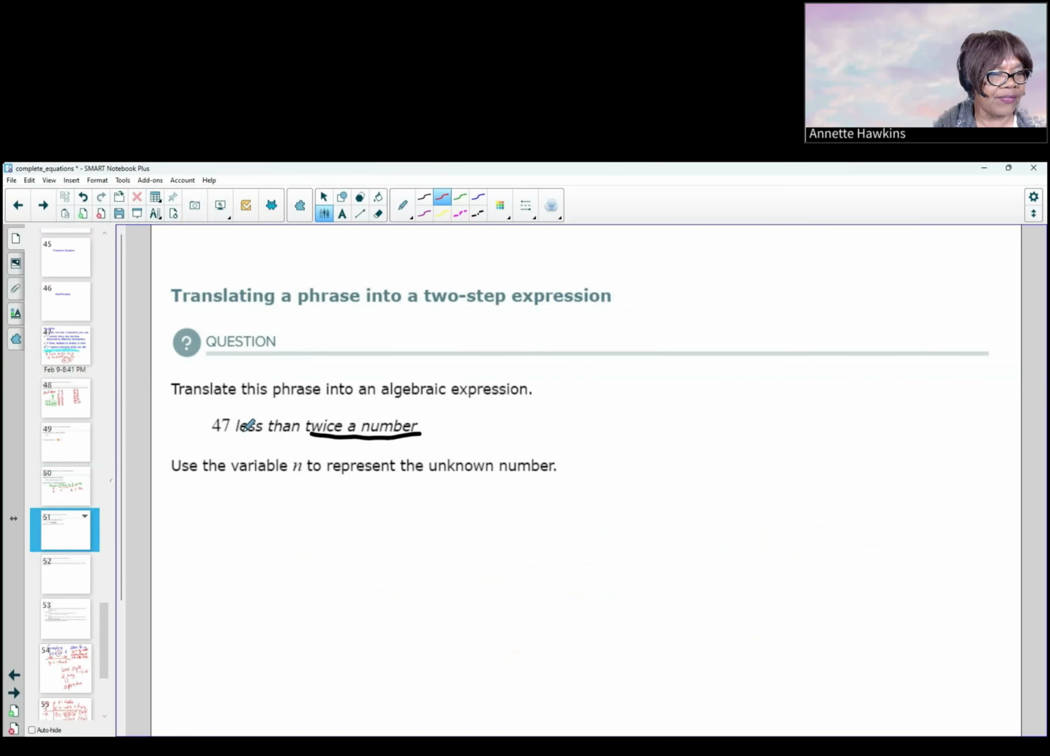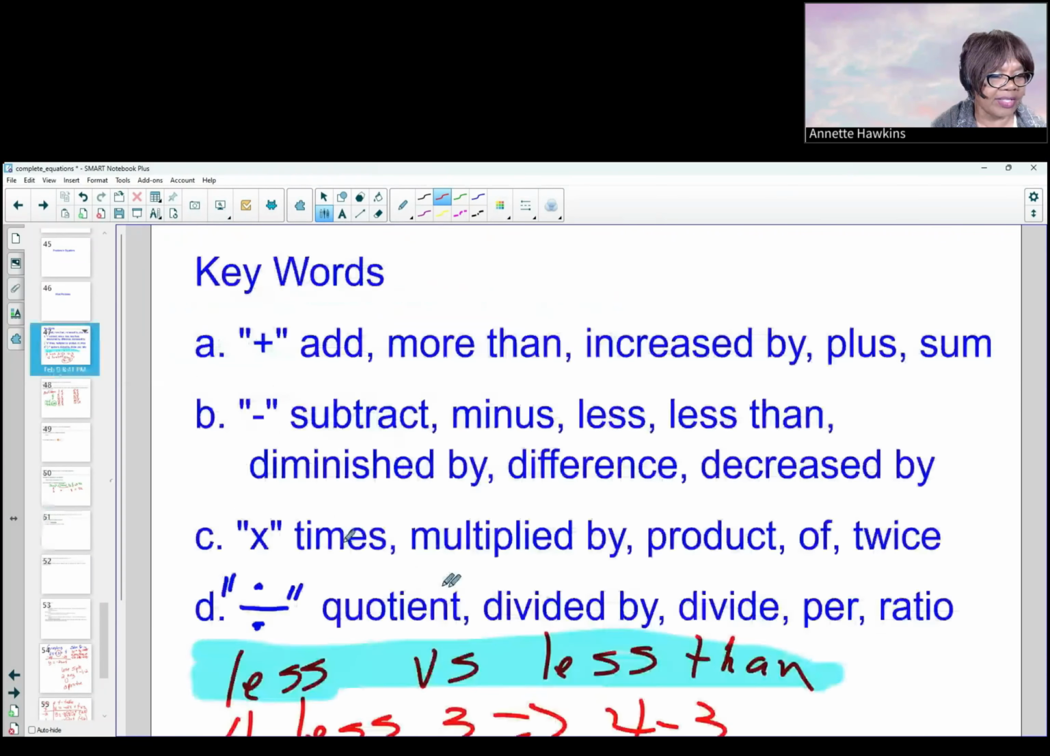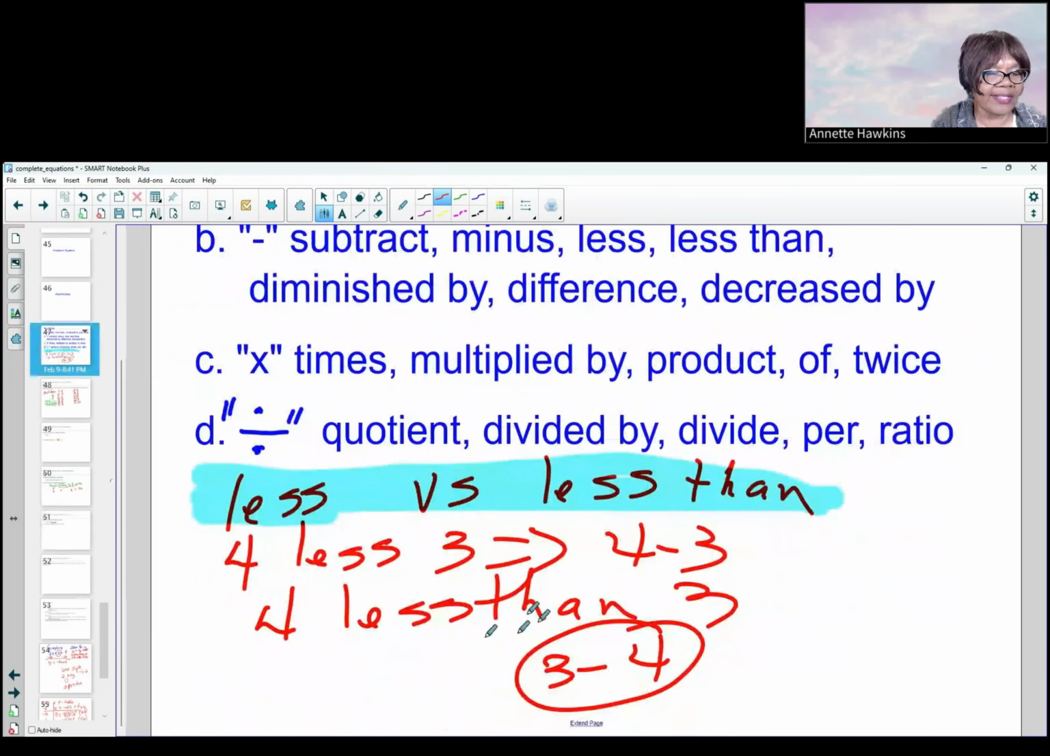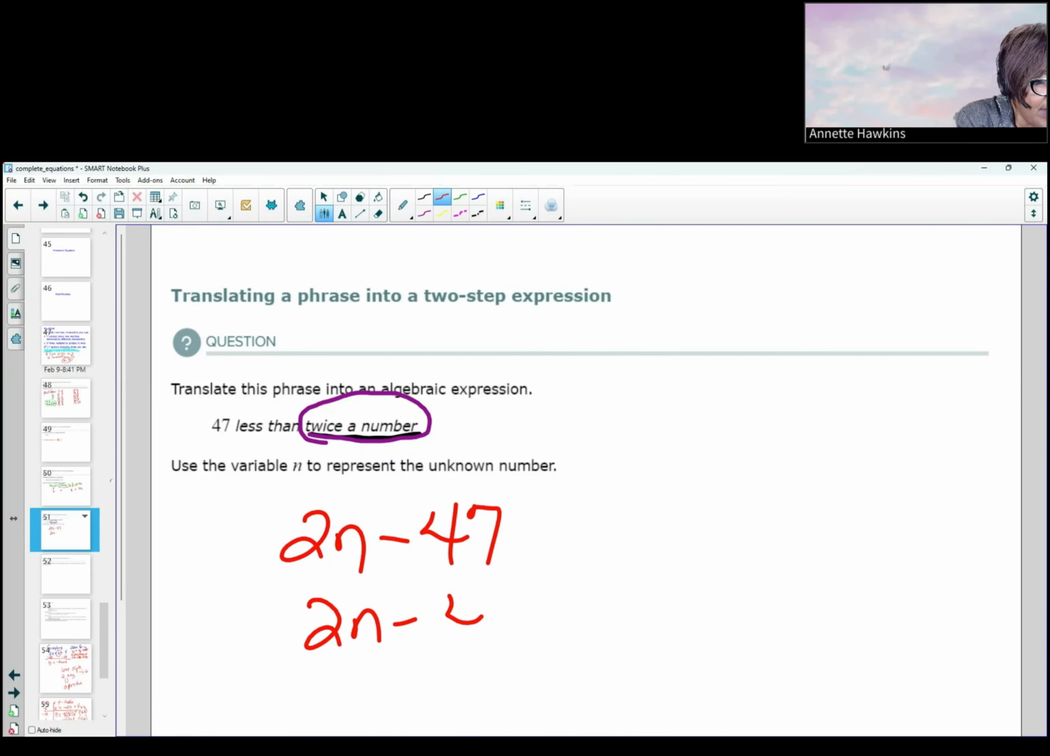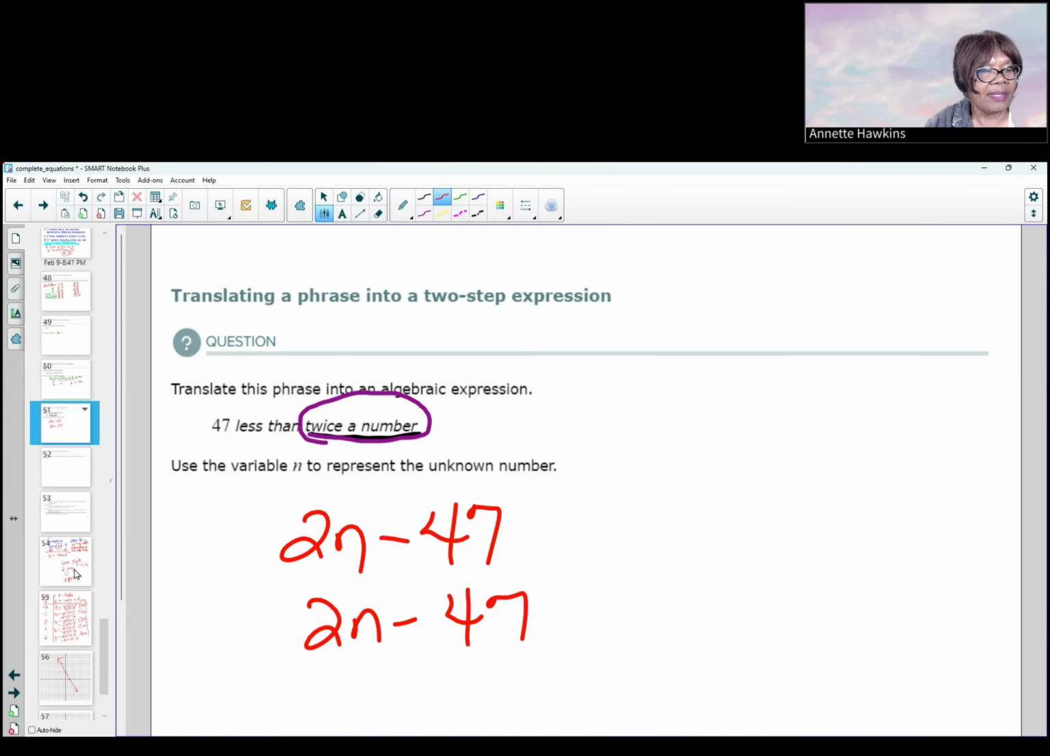All right. 47 less than. Let's go back to less than. Okay. 4 less than 3. So this number goes behind. So here we are. 47 less than twice a number. So we need to translate twice a number. Twice a number, and the number is n, is 2n. And we want 47 less than that. So that would be 2n minus 47. Are we okay with that?